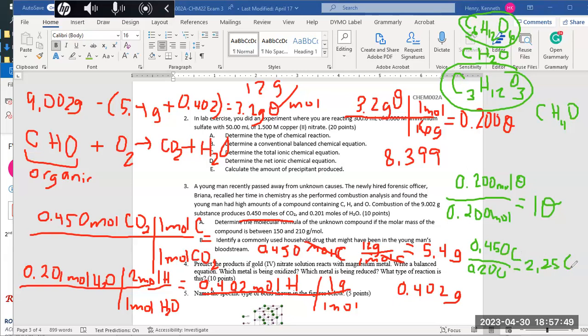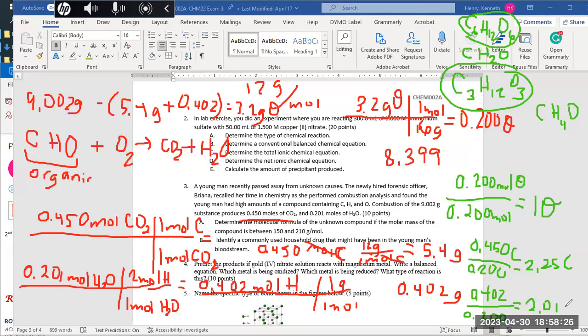And then for hydrogen, we know that it's 0.402 divided by 0.20, and that is 2.01. Okay, I'm going to tell you guys this, and it'll probably be brought up in class this week.